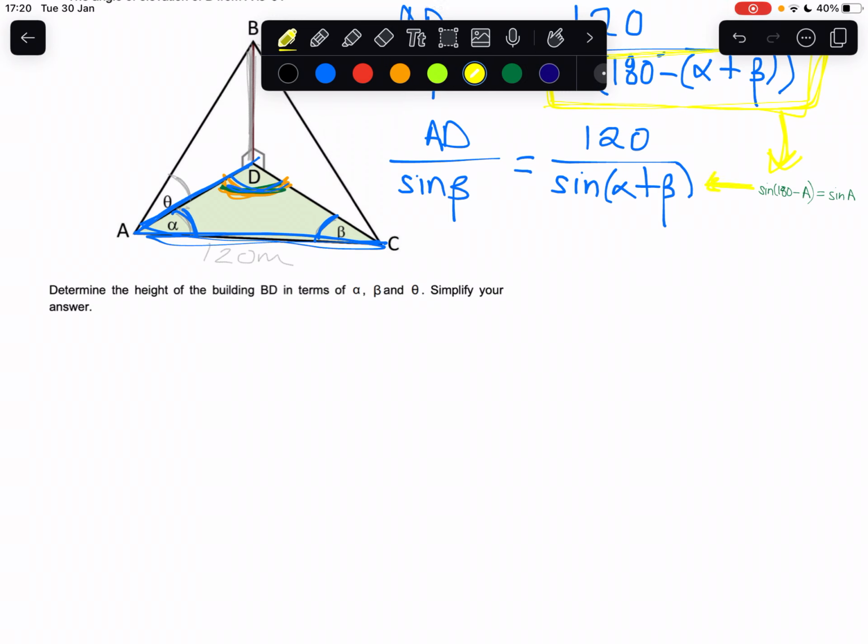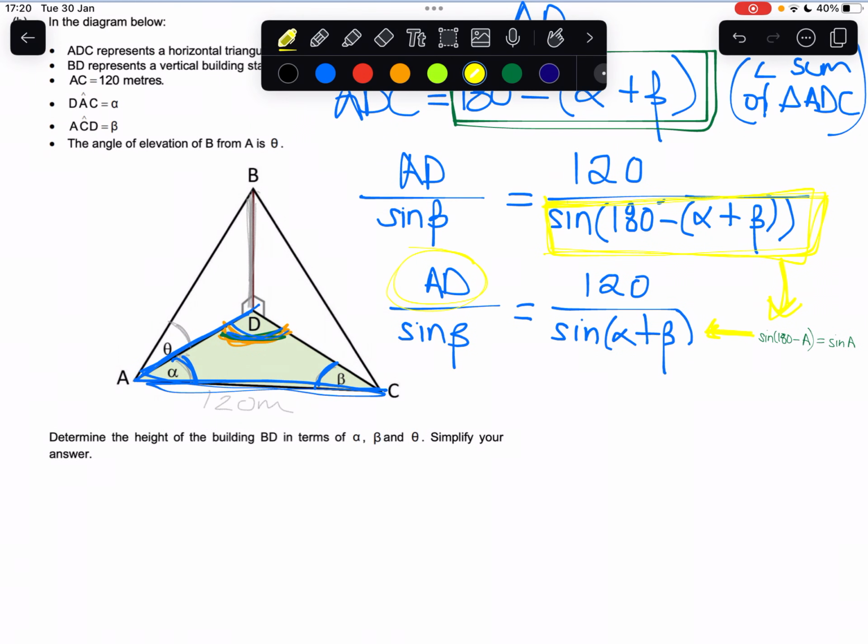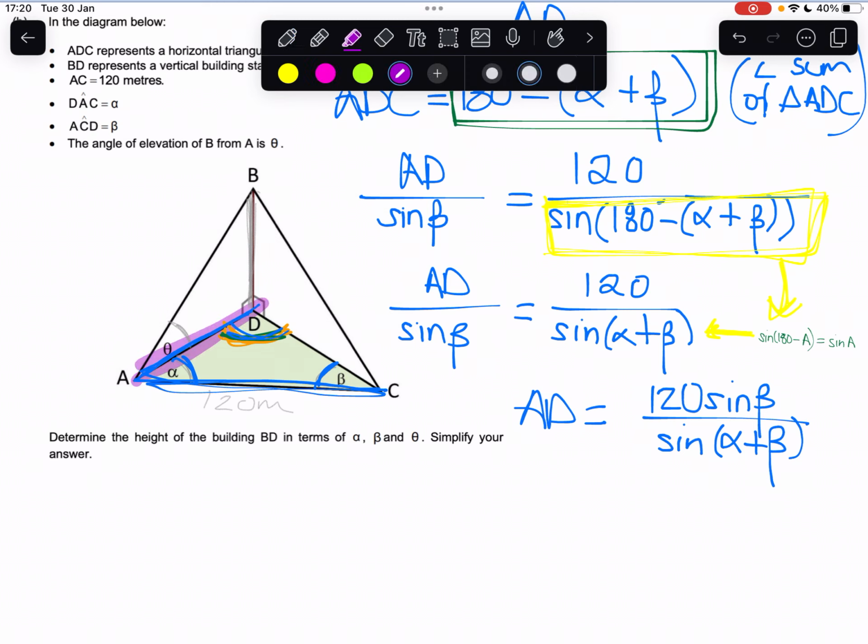Okay, righty. So now we can isolate AD, right? We can times both sides by this denominator, well, the value of the denominator. So we end up with AD is equal to 120 sine beta divided by sine of alpha plus beta. So that is an expression for AD in terms of alpha and beta.